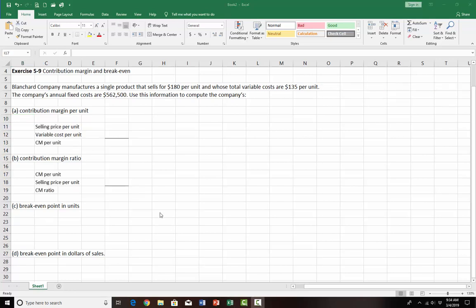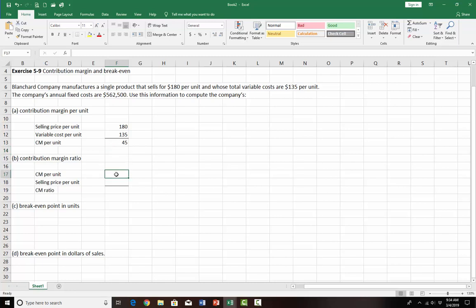Okay, so while you were gone, I put in some words here, and hopefully you have written down the same words as you calculated the contribution margin per unit and contribution margin ratio. Okay, so contribution margin per unit is equal to the selling price per unit. So in this case, our selling price is $180, and our variable cost per unit is $135. And remember, contribution margin is selling price minus variable costs. Okay? How much money we have for each unit to cover our fixed costs and our profits.